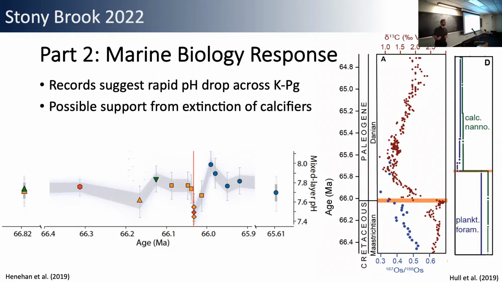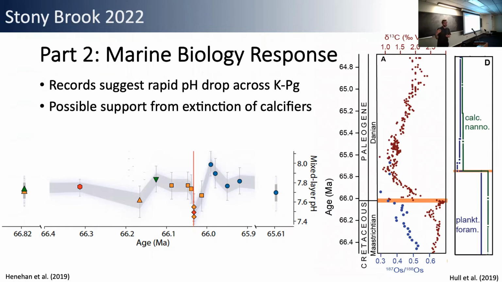And these sediment cores tell us some fairly interesting things. For one, just looking at diversity and fossil numbers, we can see that these primary producers, particularly the planktonic foraminifera and the calcareous nanofossils, lost about 90% of their diversity across the boundary. So they were devastated by this event, all right?